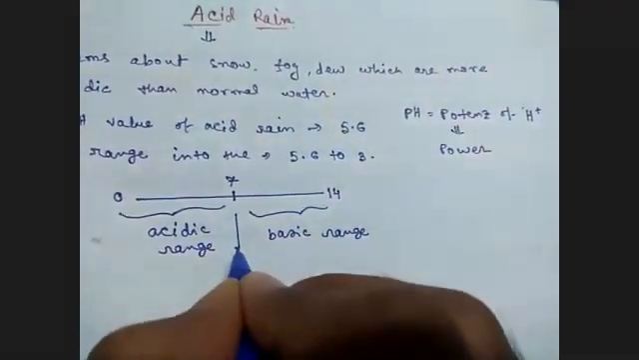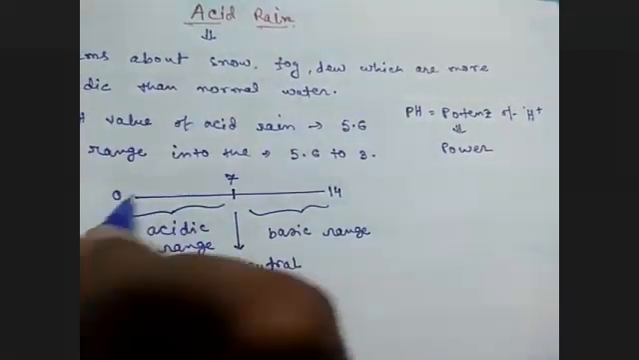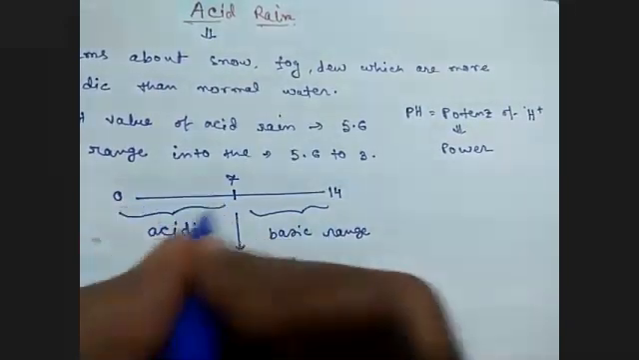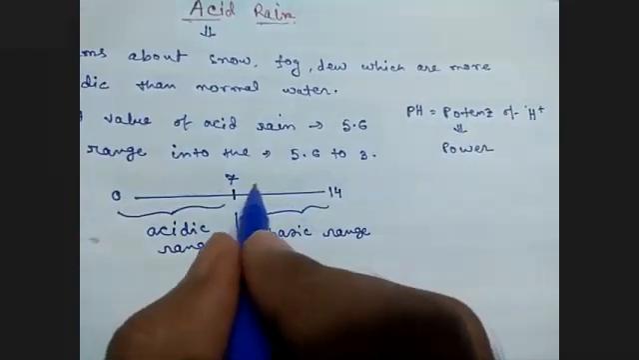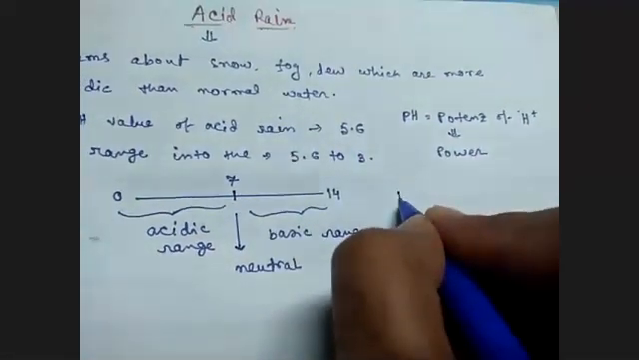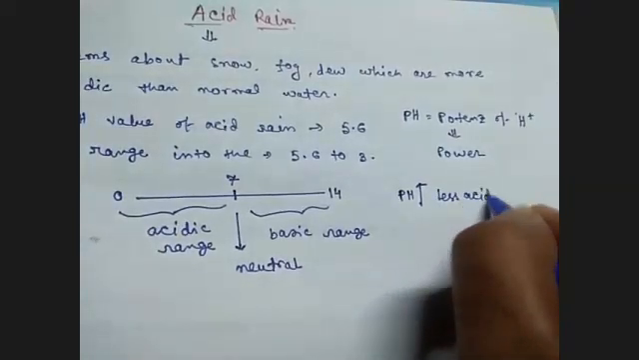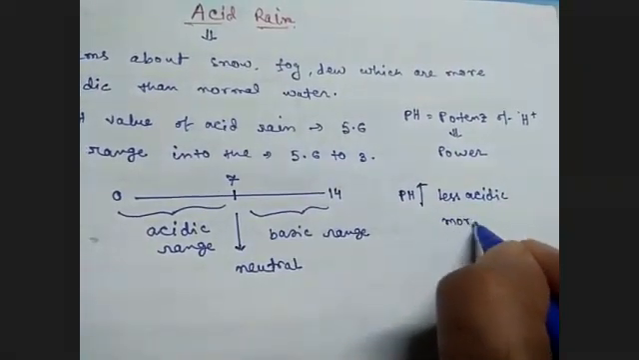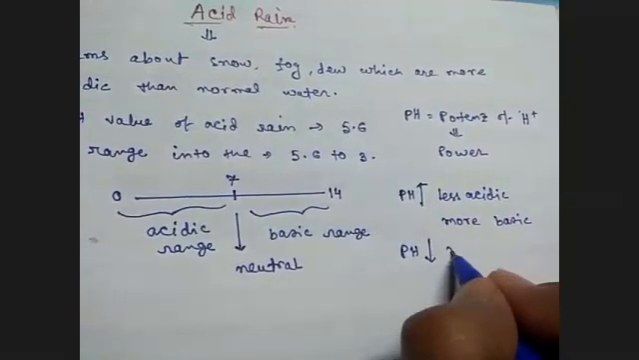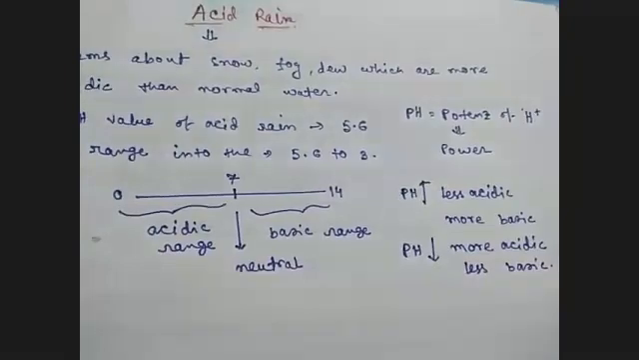And 7 is for neutral medium. So from 0 to 14 the pH increases. If the pH is between 0 to 7, the substance is acidic. If the pH of any substance shows a value between 7 to 14, it is a basic substance. Remember, if the pH value is high, that means less acidic, and less acidic means more basic. And if the pH value is low, that means more acidic, and more acidic means less basic.